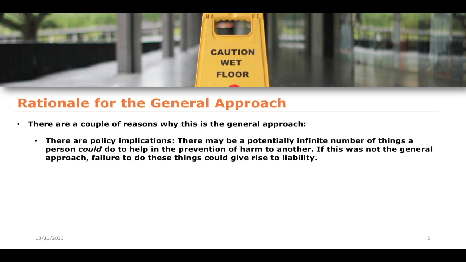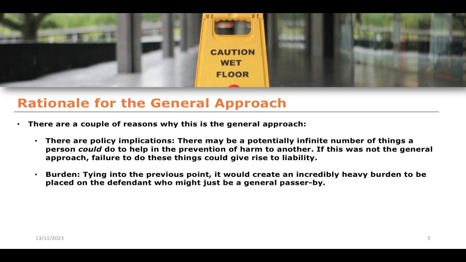There is a potentially infinite number of things a person could potentially do to help prevent the harm of another individual. You could go out and walk around in the street and you could do many, many things which could prevent somebody else from being harmed, okay? And if this was not the general approach, failing to do any of those things could give rise to liability. So everybody should potentially have to live in fear of being sued for failing to perform an action which could give rise to liability. There's also a burdensome rationale.